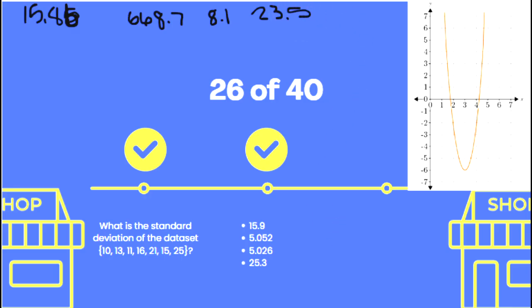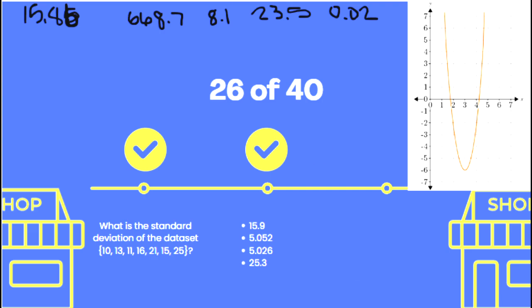16. 16 minus 15.86 gives us 0.15 times 0.15 gives us 0.02.